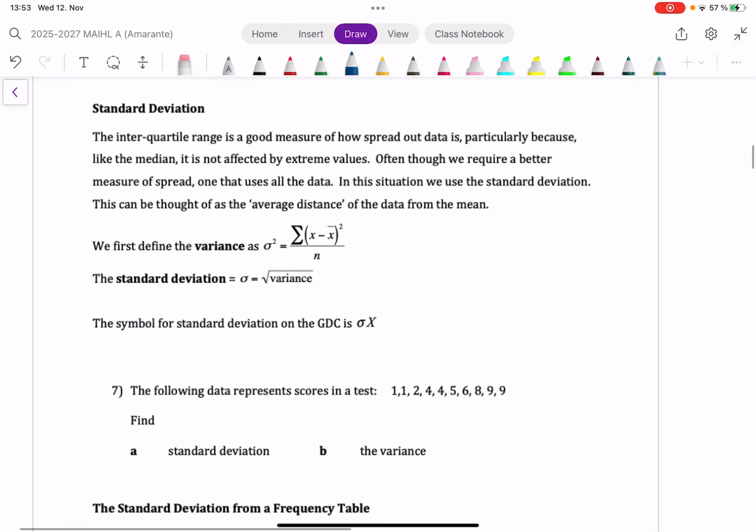All right, standard deviation. So standard deviation is just a measure of how spread out the data is. And so the interquartile range, which is maybe something we remember, the third quartile minus the first quartile of the data, is a good measure of how spread the data is. Particularly because, like the median, it's not affected by the extreme values, right? So if you do Q3 minus Q1 and you have some really big outliers or some really small outliers, they don't affect that as much.